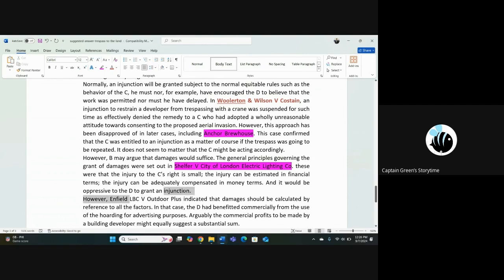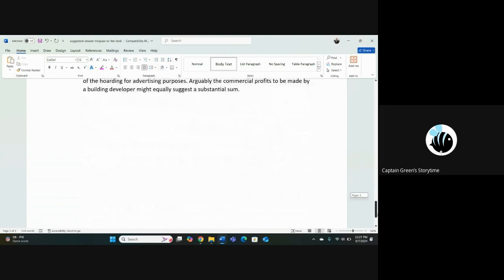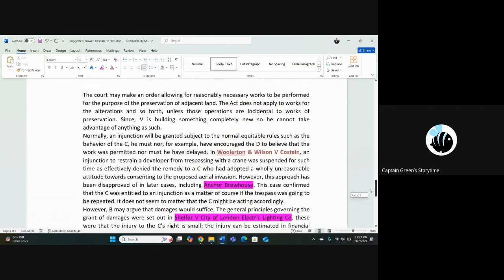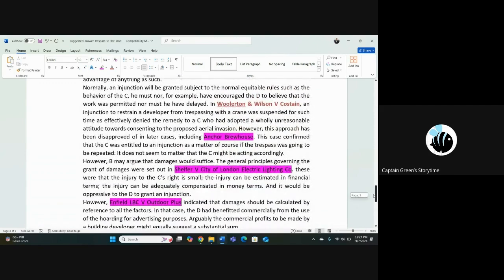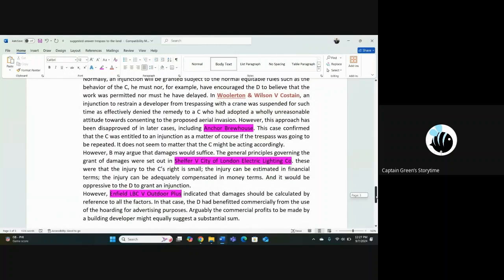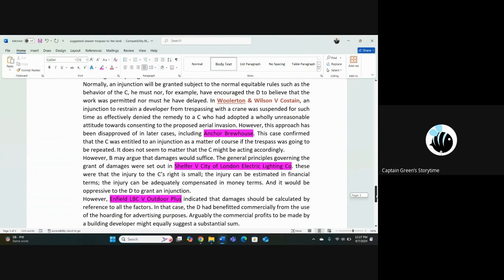However, in another case, it was indicated that damages should be calculated with reference to all the factors. In case D had benefited commercially from the use of the land for advertising purposes, then commercial profits to be made from developing might amount to a substantial sum. Thus we stated that the first will not have any injunction, and in the second, Bipin may argue for some damages, and that the damages would be compensated in money terms.